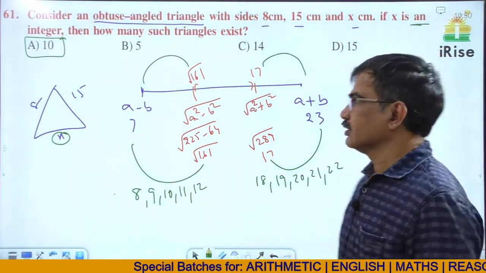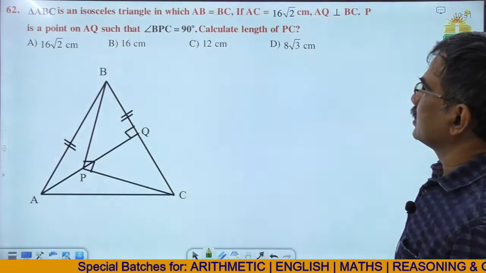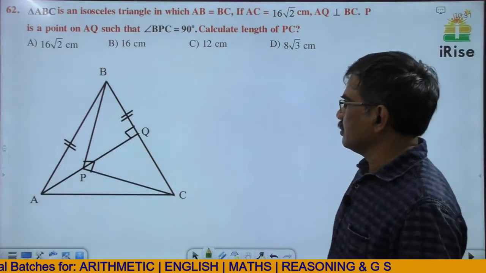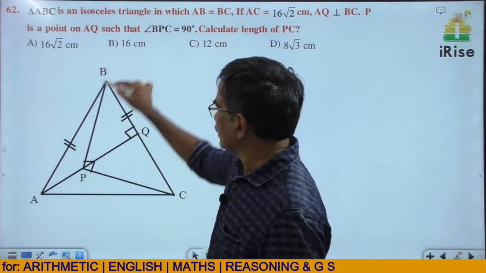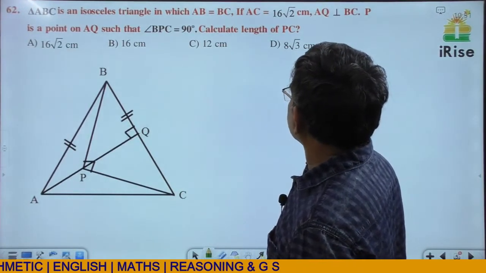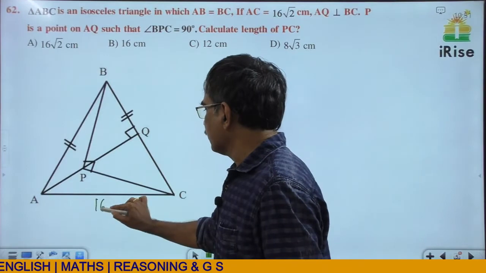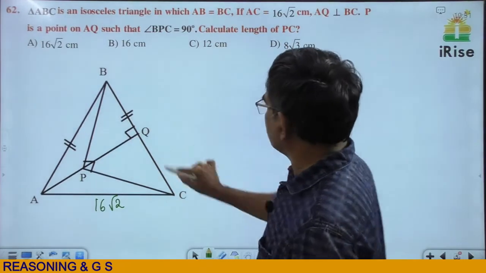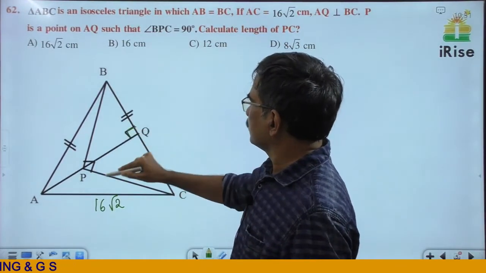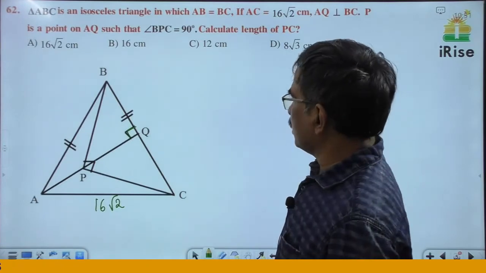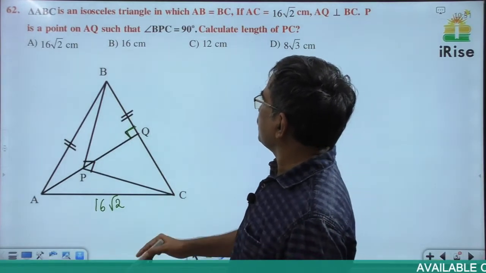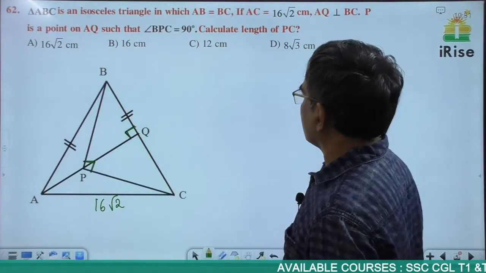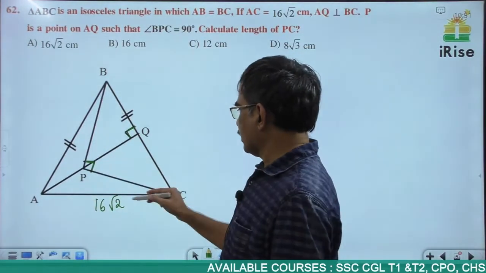Okay, next question. ABC is an isosceles triangle in which AB is equal to BC. This side is equal to this side. AC is equal to 16 root 2, this value is given. And AQ is perpendicular to BC, this is the perpendicular line. And P is a point on AQ such that BPC, this is also a right angle triangle. Calculate PC. So you have to find this one.